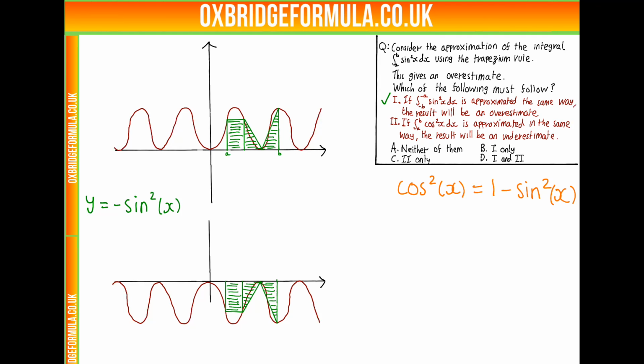But we also have to deal with this 1 here. So what effect does adding a constant to this graph have? Well, if we are simply translating the graph up or down, we translate both the trapeziums and the graph, and so if we've got an under or overestimate, adding a constant doesn't make any difference. So we know that 2 will be an underestimate, so 2 is true, and 1 and 2 both being true corresponds to option D in our answers, and so our answer is D.